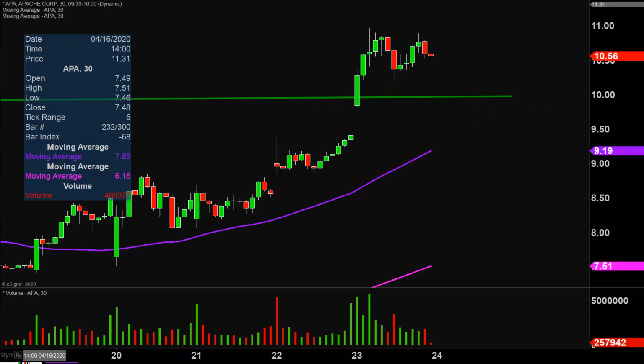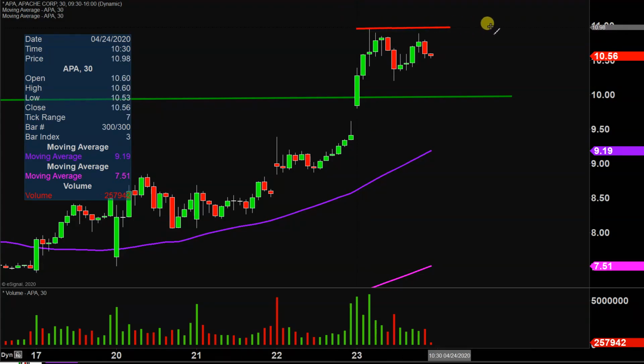As far as levels of resistance are concerned, nothing fancy or complicated here. Party stopped today right up there at $11. So $11 will be that initial level to watch closely going forward.